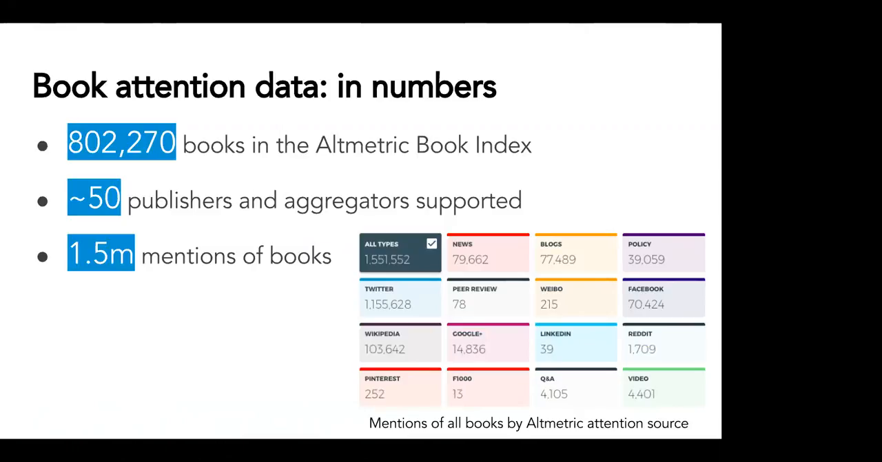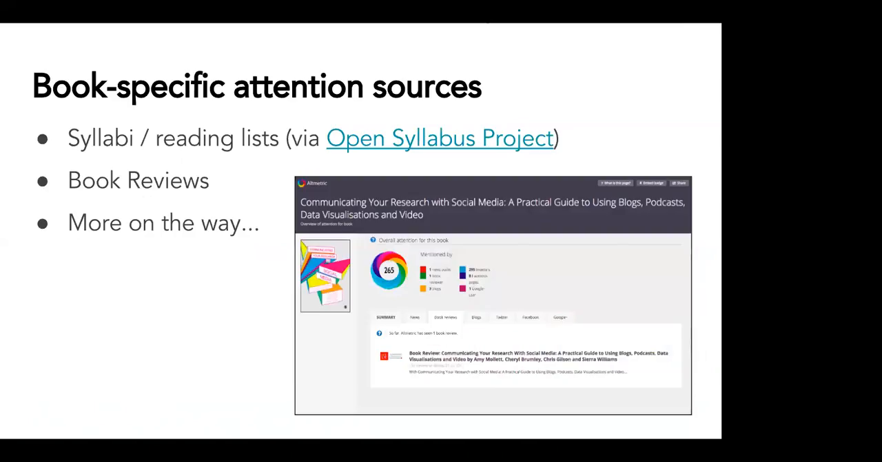So just like with journal articles, there is a lot of activity going on around books online, and digging into this data can be really helpful for understanding how your research is being used and what kind of influence it's having beyond the academy. We've got some really nice book-specific attention sources as well.